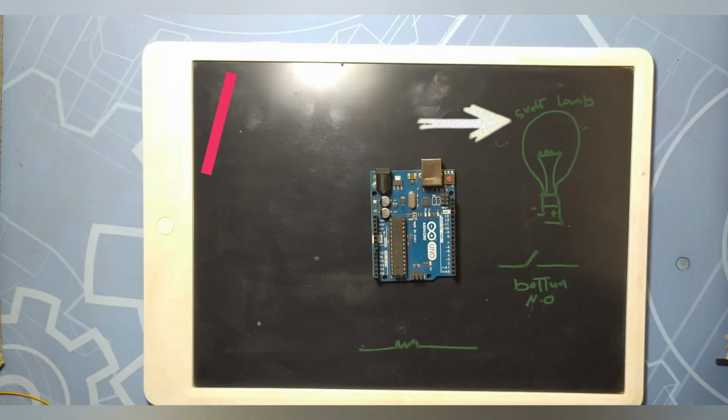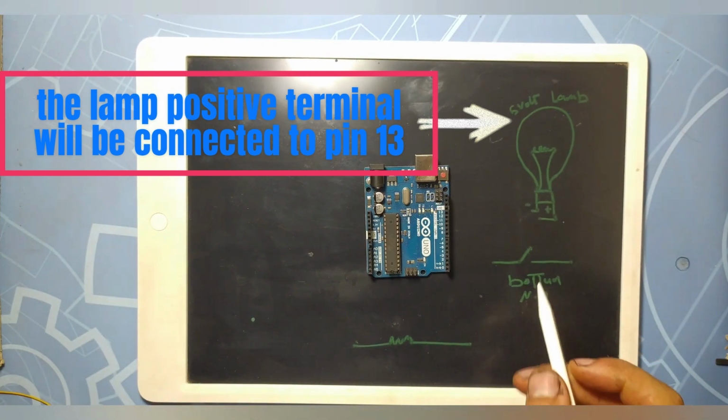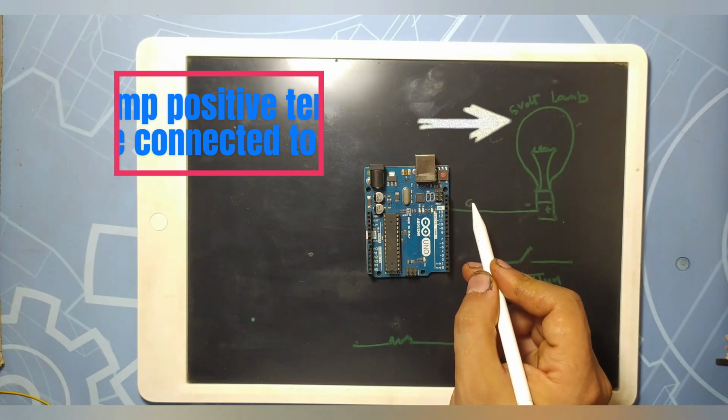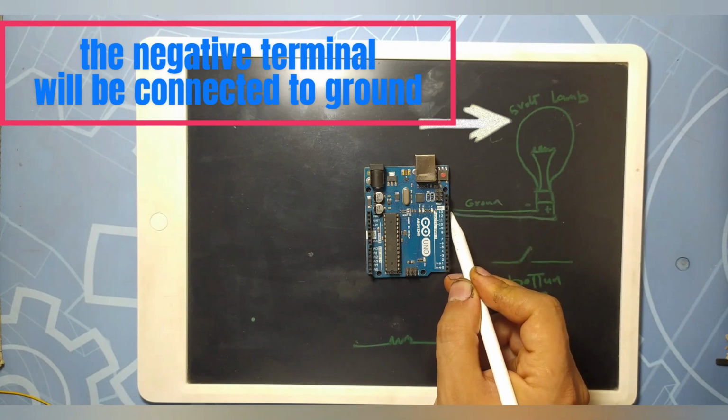Connections. We will start with the lamp. The positive lamp terminal will be connected to pin 13. The negative terminal will be connected to ground.